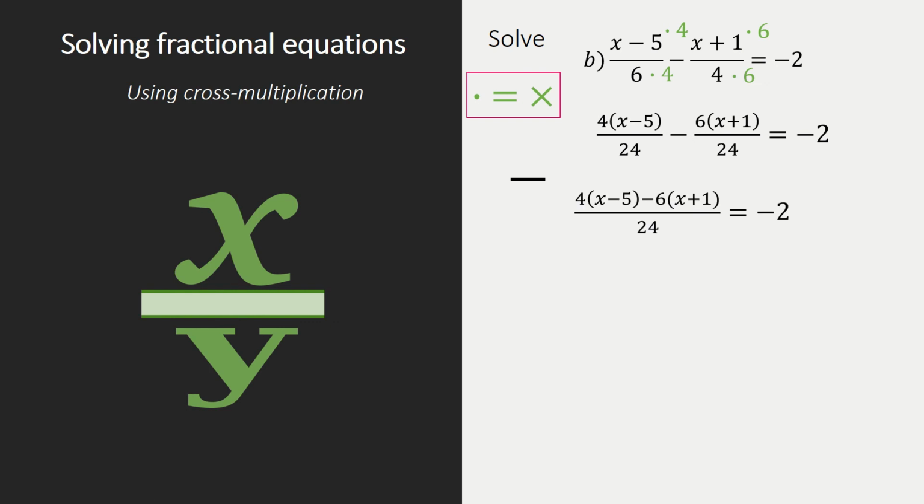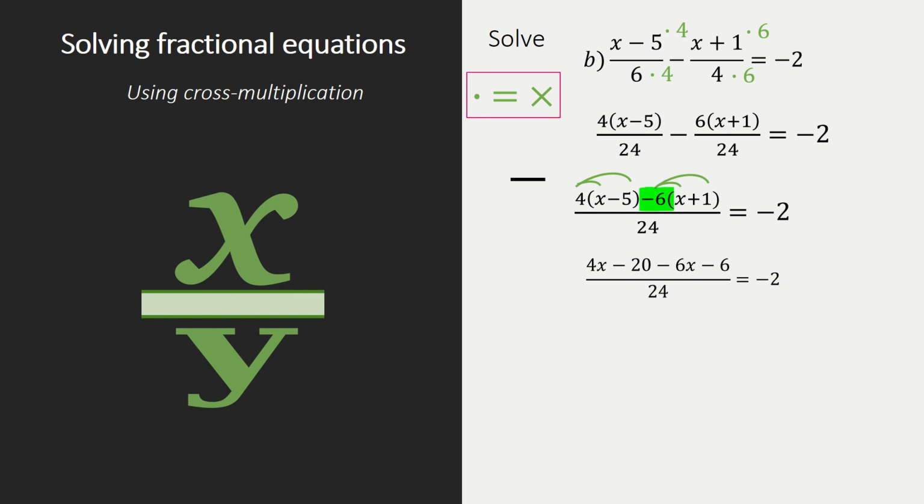We can write this down as one fraction. Since the denominators are the same, we can just make it one line. So you get (4 times (x minus 5) minus, because there's a minus over here, 6 times (x plus 1)) over 24 equals minus 2. Make sure that the minus belongs to the 6. So we're going to multiply out of bracket. So 4 times x and 4 times minus 5. And minus 6 times 1 and minus 6 times x. You get (4x minus 20 minus 6x minus 6) over 24 equals minus 2.